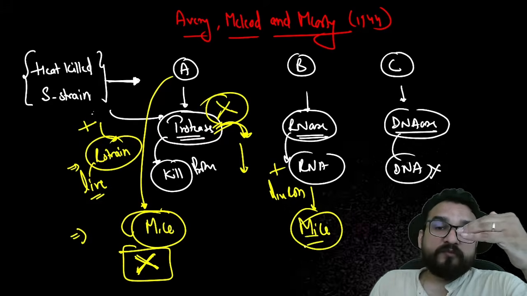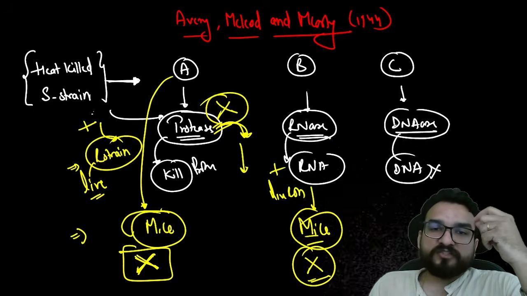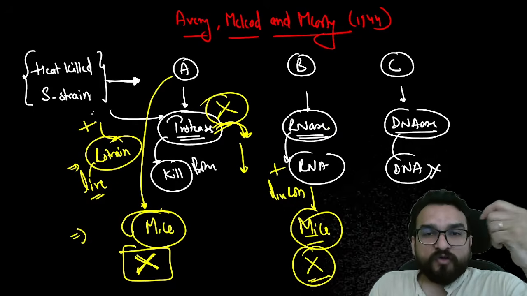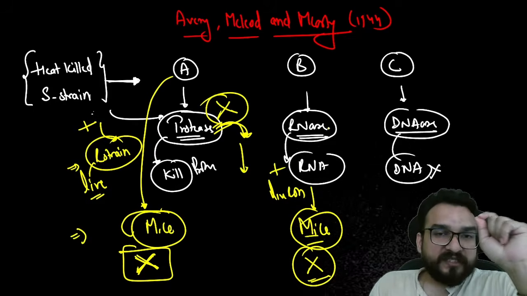At this point of time, you will be finding again the mice was killed. That means it was also not RNA where this information was passing off, the disease causing information. That means there was something else.